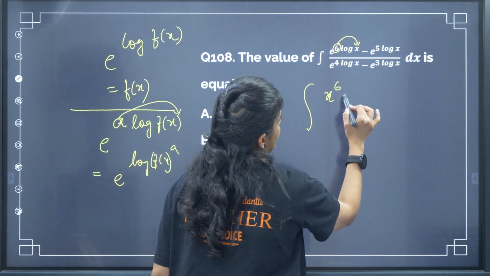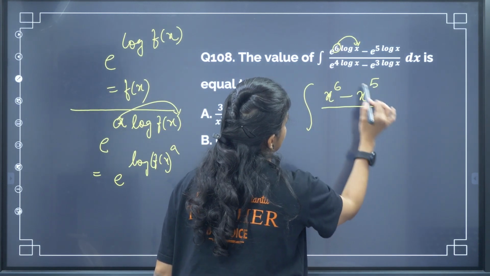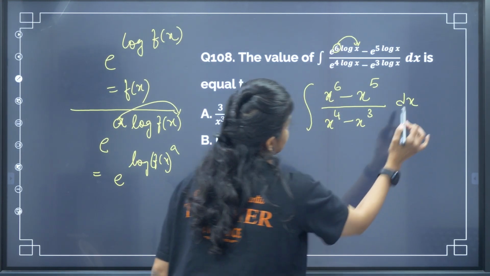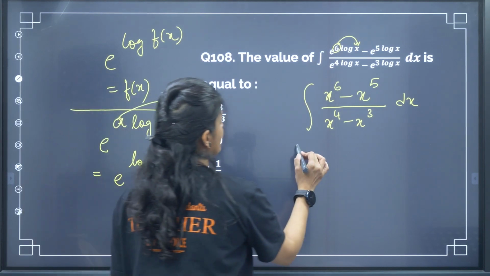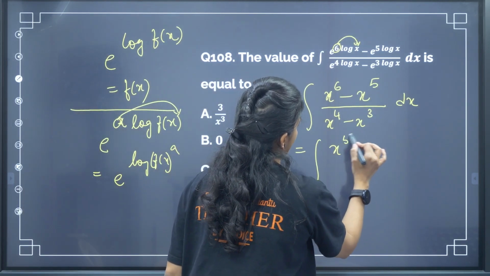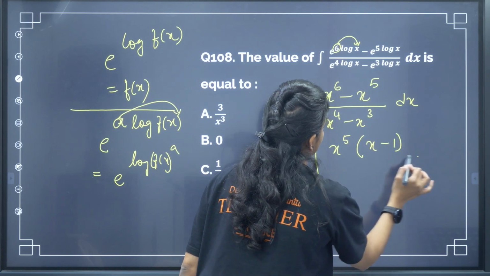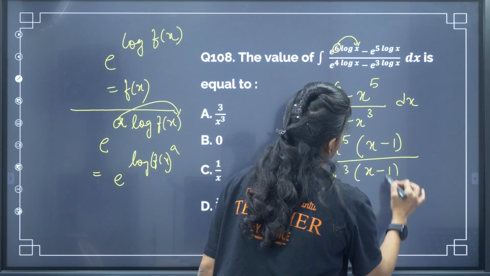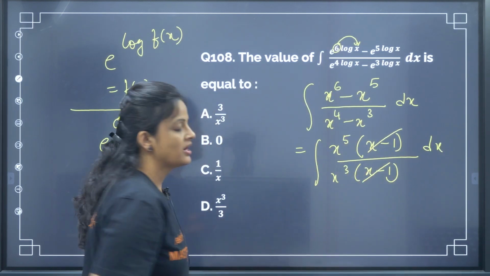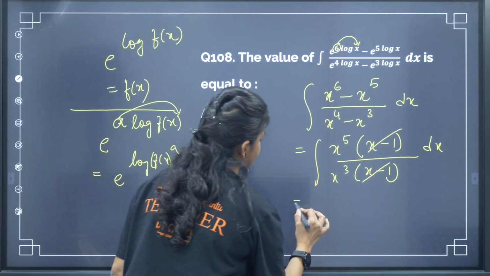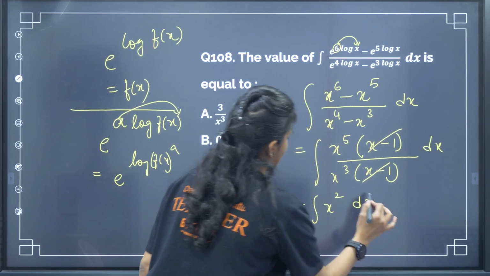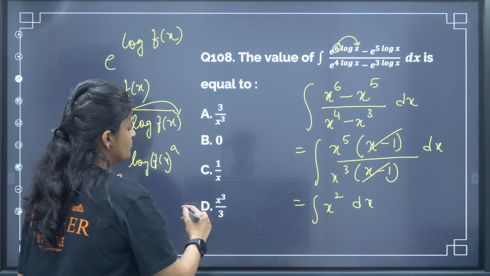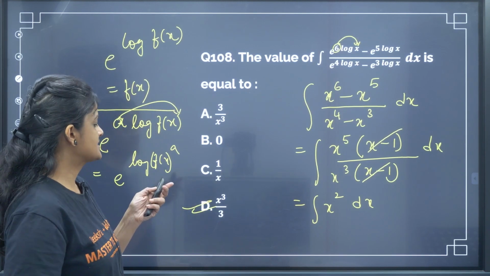Similarly, I have x to the power of 5 divided by x power 4 and x to the power of 3 dx. What is common? Take out the common. X power 5 is common, ma'am. Correct. Denominator x power 3 is common. Right. Cancel, cancel. X power 5 divided by x cube, I have x square left. Come on. Who doesn't know the integration of this? X square integration will be x cube by 3.